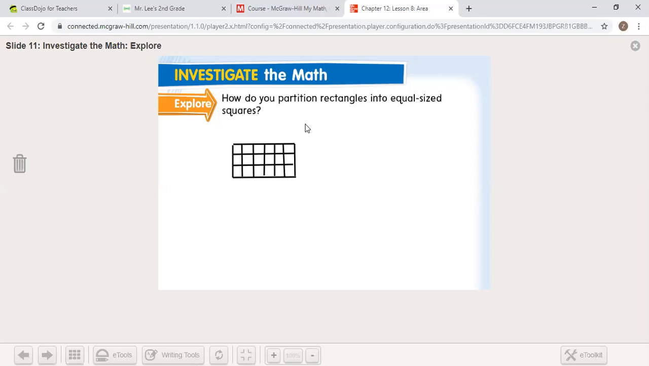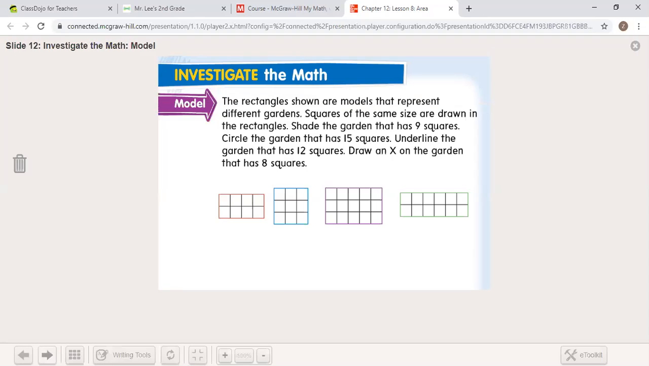Now, this is going to lead us into finding the area. So here, I have rectangles shown to model what represents different gardens. Squares of the same size are drawn in the rectangles. So I color the garden that has 9 squares. Now I want to circle the garden as 15 squares, underline the garden that has 12 squares, draw an X on the garden that has 8 squares. So let's go ahead and start with the first part of that, shade, which means color. Color the one that has 9 squares.